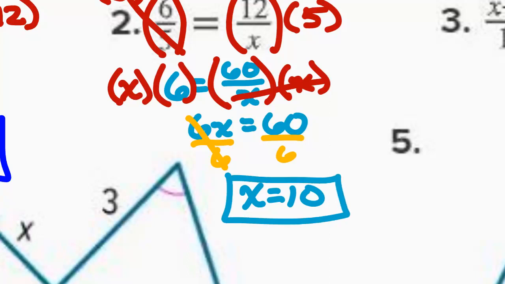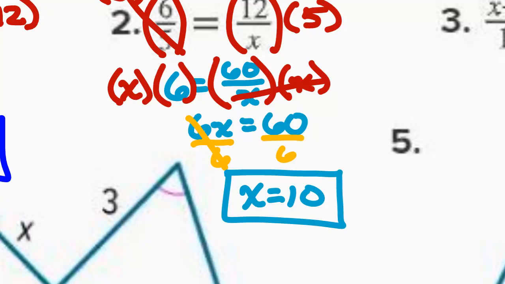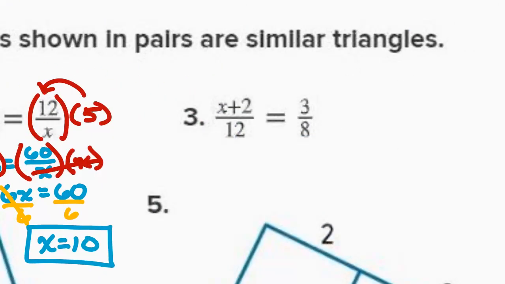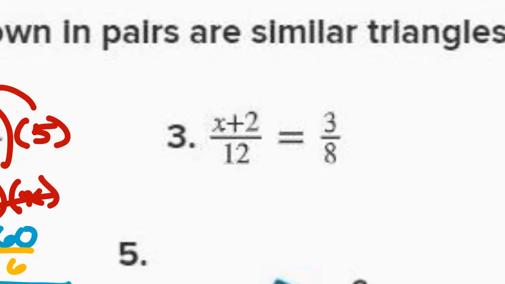What is the answer to number 3? 2.5. Absolutely correct. Did you have a question? So I did number 2 and 3 a different way, and I didn't get 10 or the next answer for the other one. For number 2, I did times 12 on both sides, and then for number 3, I did times 12.